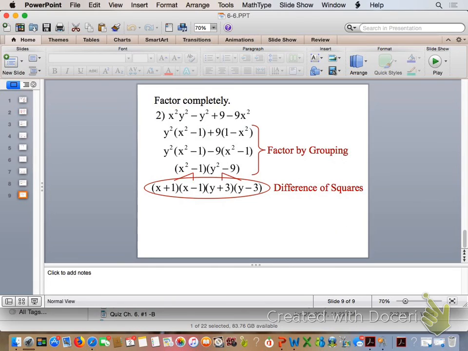Whoops, I'll go back to it. Factor by grouping, and please make sure you know how to do these exceptions.